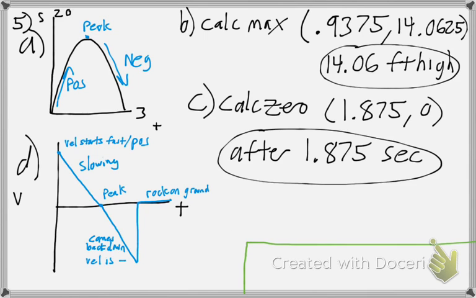So again, we have the positive portion of our graph, which is here. We have the peak, which is here. And then we have the stone coming down, which corresponds to this. And then we have the stone on the ground technically here, which would be here.